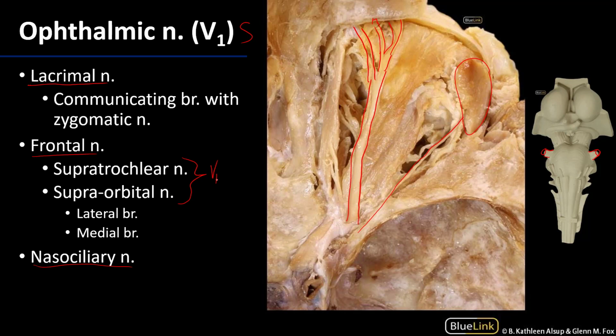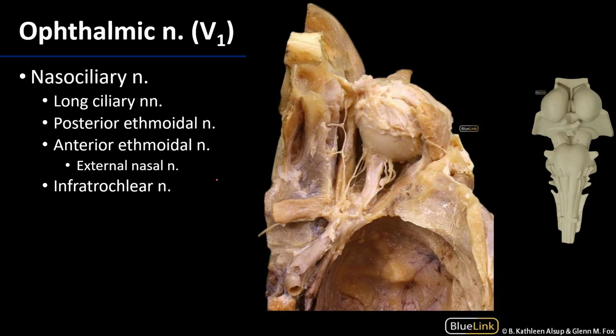And then there is the nasociliary nerve. Let's discuss that on its own because there are quite a few branches to discuss here. The nasociliary nerve, and I'll just circle everything here that we're discussing so that we can see the totality of it, is quite a diverse part of V1.